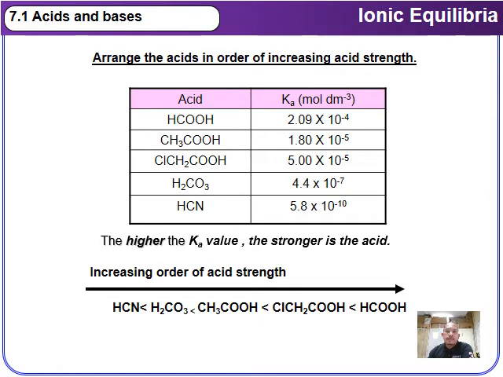Here are a few examples of acids: formic acid, acetic acid, and other acids that have different Ka values. The Ka becomes less from HCOOH until HCN. The higher the Ka value, the stronger the acid. So in increasing order of acid strength, HCN is the weakest one, followed by H2CO3, since HCN has the smallest Ka value, and the highest one is HCOOH.